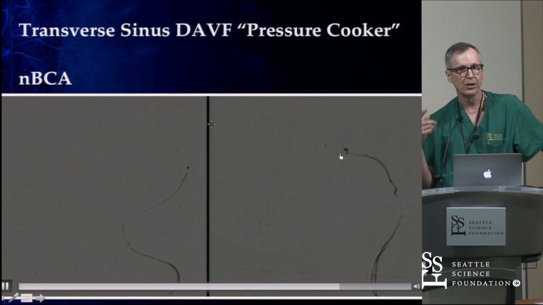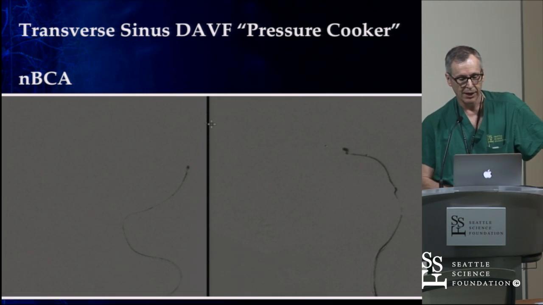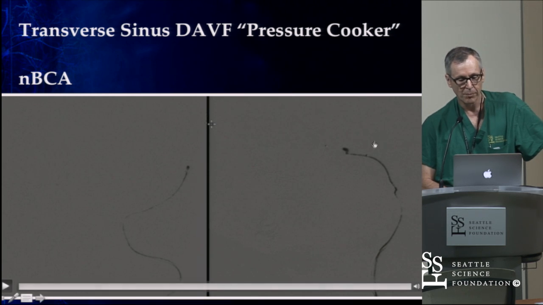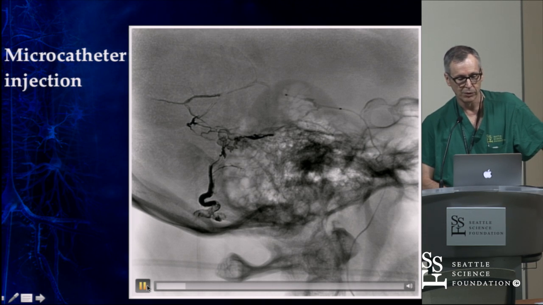Instead of trying to build your plug with Onyx and taking half an hour of fluoro time, you can just completely seal the artery right behind the markers of the Apollo. So the Apollo catheter is downstream here. The NBCA is put in there, and then there's the NBCA plug. Here's the Apollo catheter. This is some previous embolic. And then you can just inject that with impunity without worrying about having any reflux.